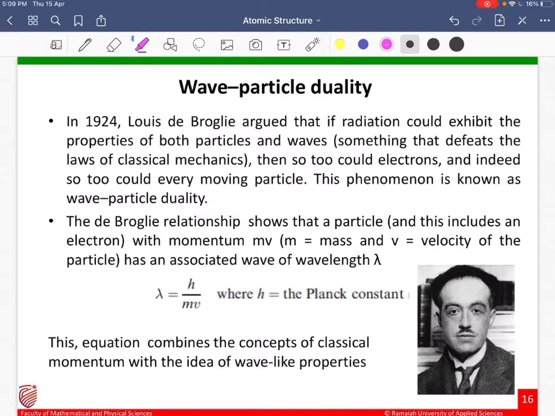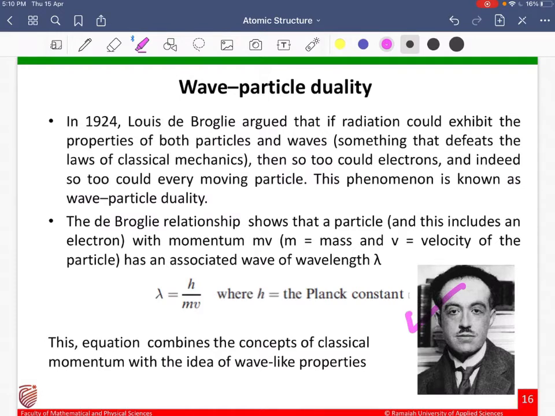Now let us return to the electrons in an atom. In 1924, Louis de Broglie argued that if radiation could exhibit the properties of both particles and waves, something that defeats the laws of classical mechanics, then so too could electrons, and indeed so too could every moving particle. This phenomenon is known as wave-particle duality. So electrons also can behave like both particles and waves.